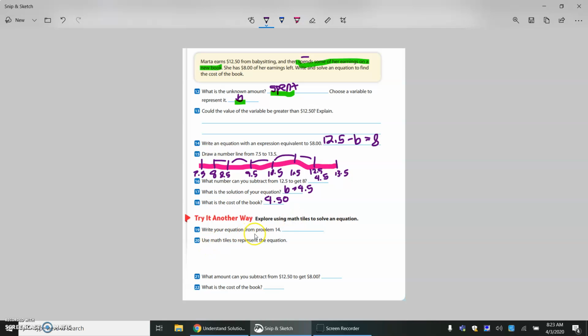Write your equation from problem 14. Oh, so this is just trying it a different way. I'm not going to do this because I'm almost out of time for my video, but you can go ahead and just use this as your notes. Okay. What amount can you subtract $12.50 to get $8? We already know. And you can plug that back in for the variable and see if it even works. 12.5 minus 4.5. Let's see if you get 8.